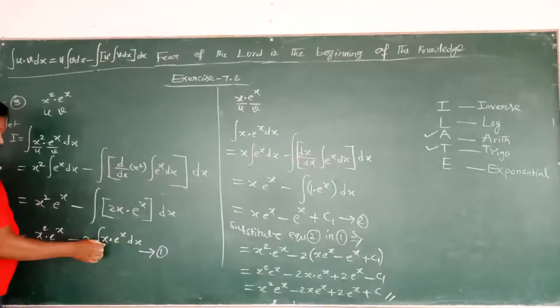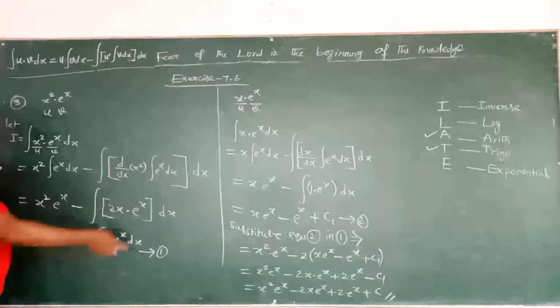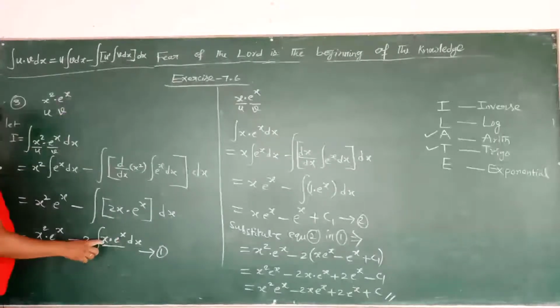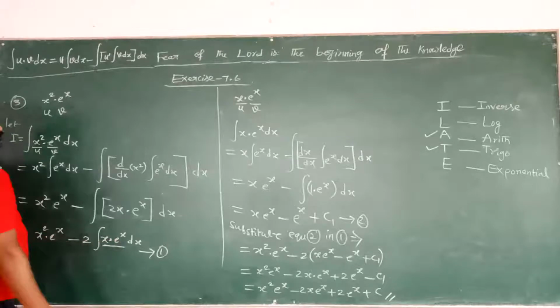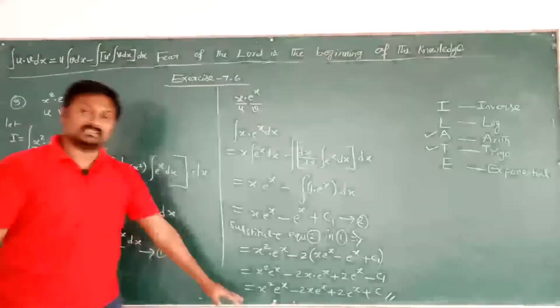Again, x into e power x dx means again you have to apply the uv formula, because x is u, e power x is v. Then apply that, we get one answer. Just substitute that answer in this, and get the final answer.